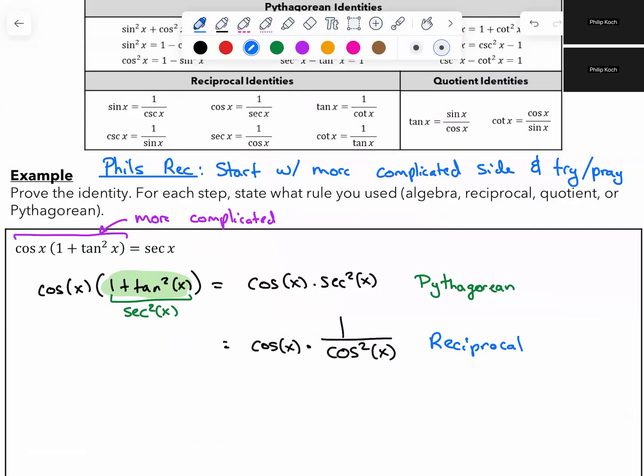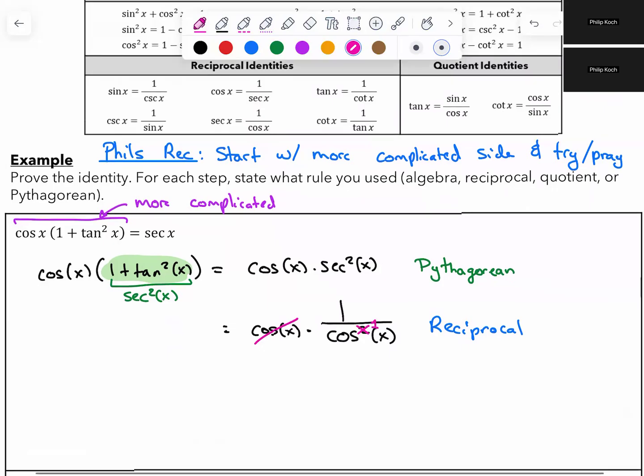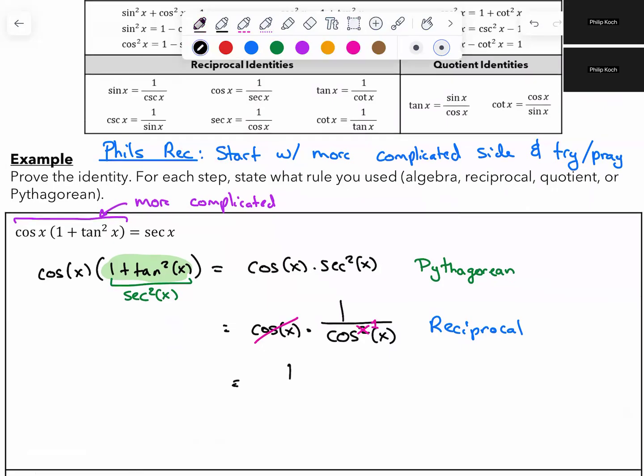Yes, it will cancel one of them. So now this cosine cancels one of them. And we're left with 1 over cosine of x. And so was that an identity at all? Nope, it was just algebra. All we did was cancel common factors. That's an algebra thing.